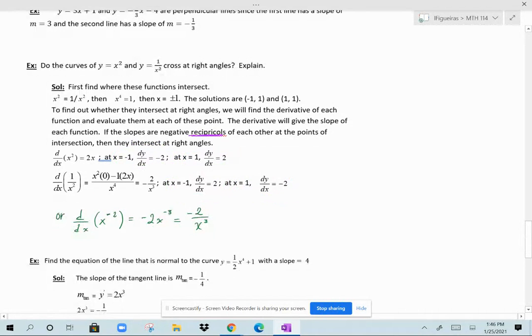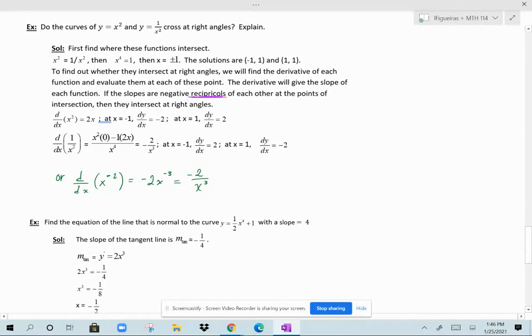Here we're going to use the concept of normal lines to find an equation. We want to find the equation of the line that is normal to the curve y equals 1/2 x to the 4th plus 1 with a slope of 4. Remember, normal means perpendicular, and we know this normal line has a slope of 4. We are missing a point, and in order to find the point where this happens, I need to use my derivative.